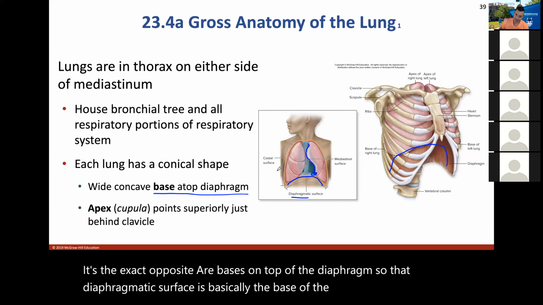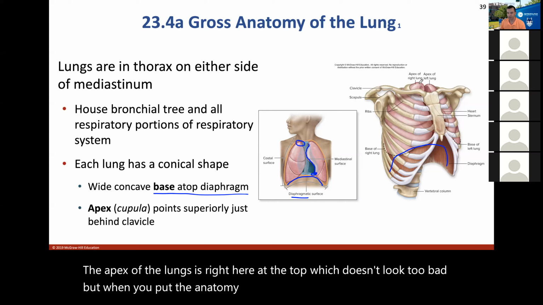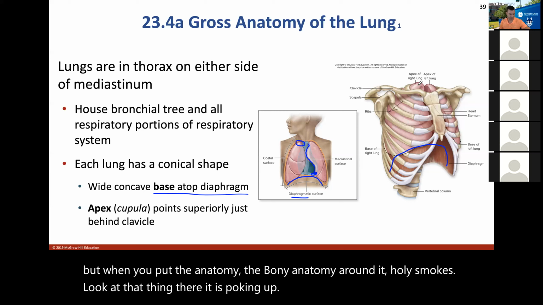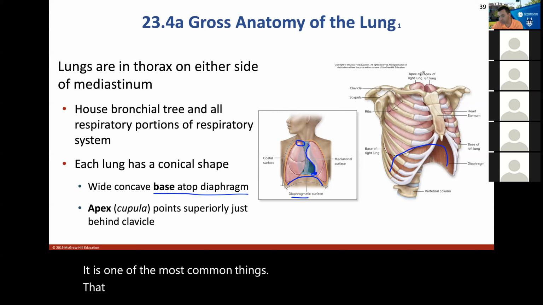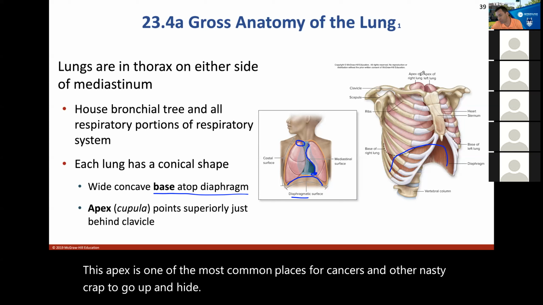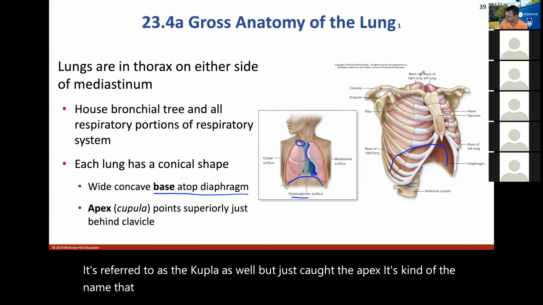The apex of the lungs is right here at the top, which doesn't look too bad. But when you put the bony anatomy around it, holy smokes, look at that thing. There it is, poking up. It is one of the most common things, for all of you who are going to be radiologists or rad techs, this apex is one of the most common places for cancers and other nasty things to go up and hide. It's referred to as the cupola as well, but just call it the apex. It's kind of the name that is primarily used now.